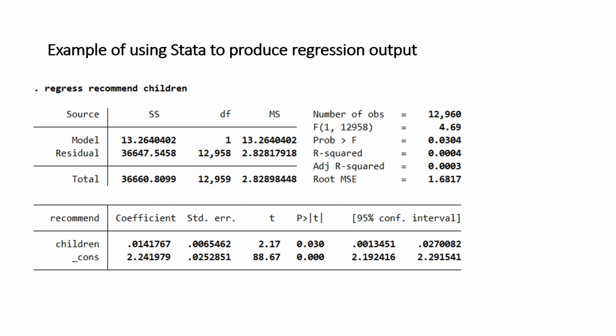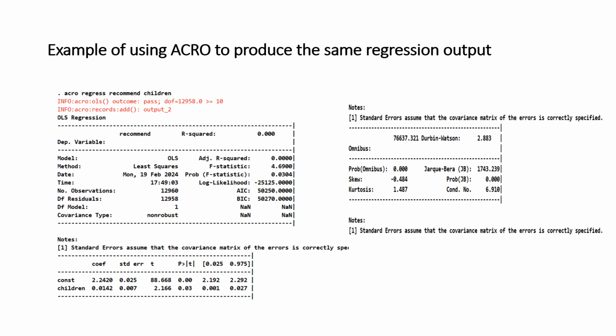ACRO is not only used to produce tables, but can also be used in regression. Here is an example of using Stata to produce a regression with the command regress recommend children. Using ACRO in front of the command will produce the same result. The order and the format of the result might be different from the one produced by Stata, but the actual result is the same. This output passed the disclosure checks and is considered a safe output.